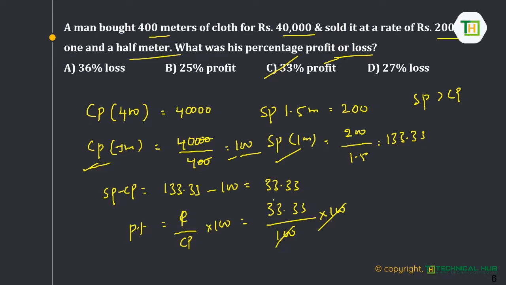So here itself you can say the answer because CP is 100. CP is 100 means the 100 gets cancelled. You will get the profit 33.33 percentage. You need not use this formula. Whenever CP is 100, this 100 gets cancelled, then profit becomes profit percentage. So the answer for this question is option C.